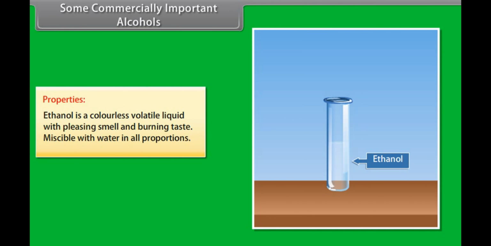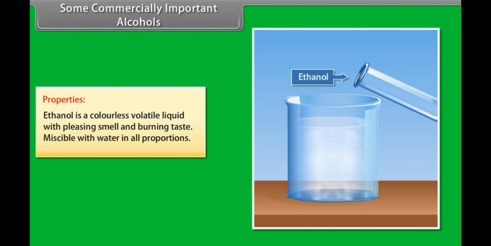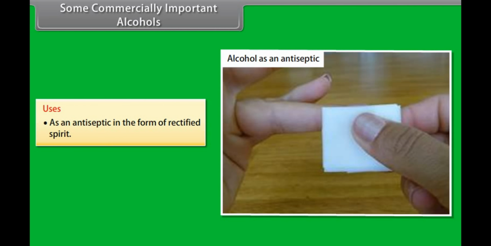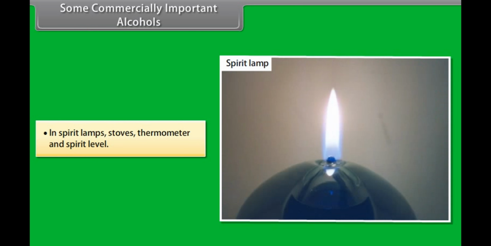Properties. Ethanol is a colorless, volatile liquid with pleasing smell and burning taste, miscible with water in all proportions. Uses: as an antiseptic in the form of rectified spirit, as an antifreeze in the radiator of automobiles, in spirit lamps, stoves, thermometers and spirit level.